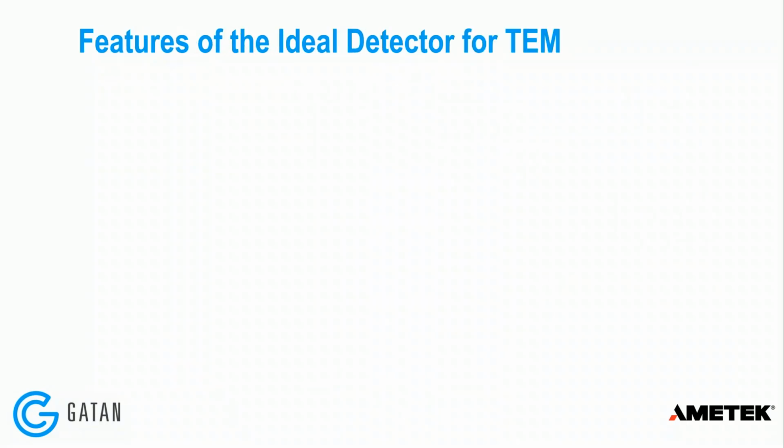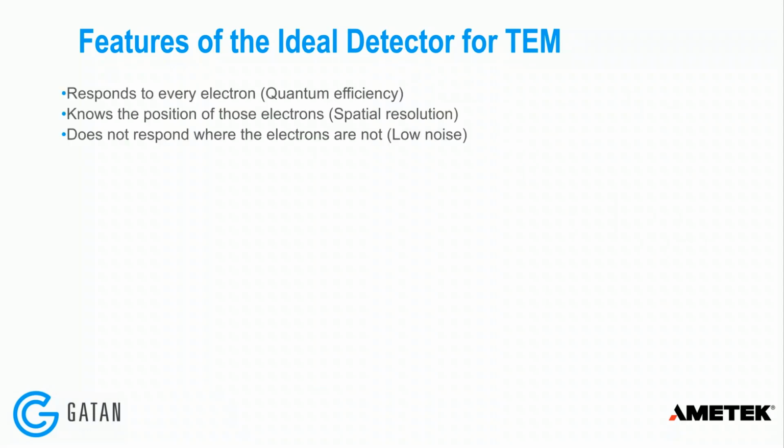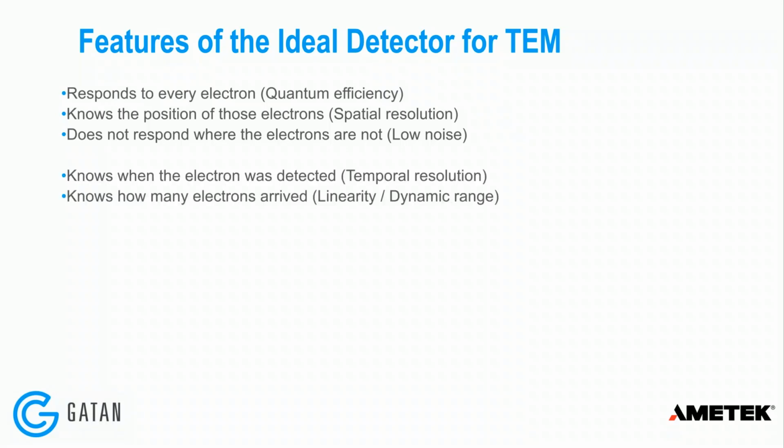So what would be the features of an ideal detector for TEM? Essentially, we want something that responds to every electron, so it has high quantum efficiency. Something that knows the position of the electrons, so high spatial resolution. And something that doesn't give a response where we don't have electrons, so we want something that's low noise. We might want to know when the electron was detected, so that would be temporal resolution. We might want to know how many electrons have arrived, so we need a high dynamic range. We want a linear response.